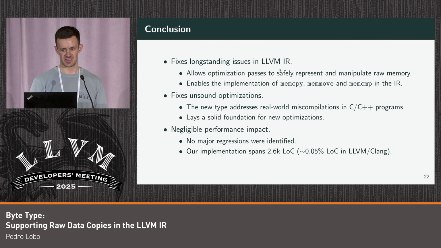Our implementation spans 2.6 thousand lines of code, which corresponds to roughly 0.05% of LLVM's and Clang's code base. So the byte type does not incur any major performance regressions and constitutes a major step towards a more correct compiler. Thank you for your attention.